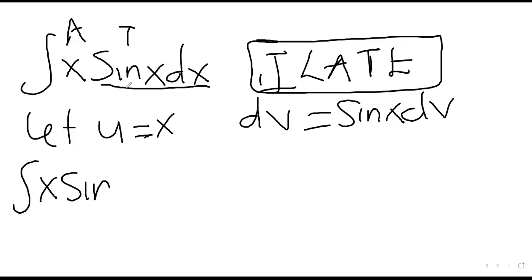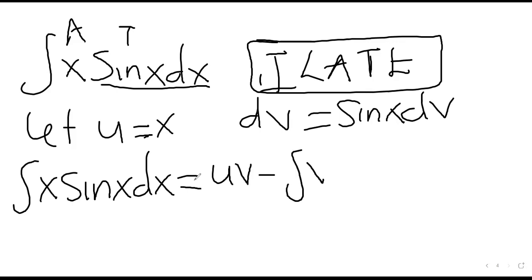Sine x dx equals uv minus the integral of v du. This is the formula for integration by parts, where your u is simply equal to this part here. And your v, you get from this: you integrate this part here, and the answer is going to be your v. And du is what you are going to get after differentiating this.